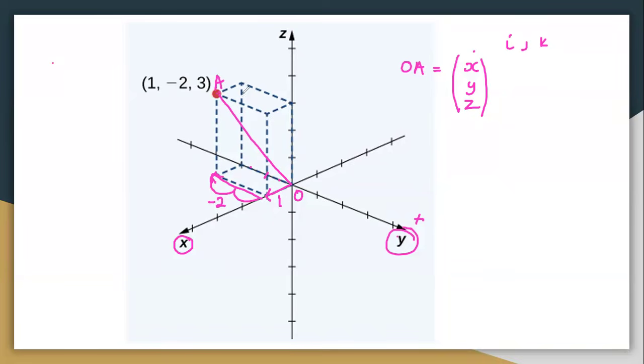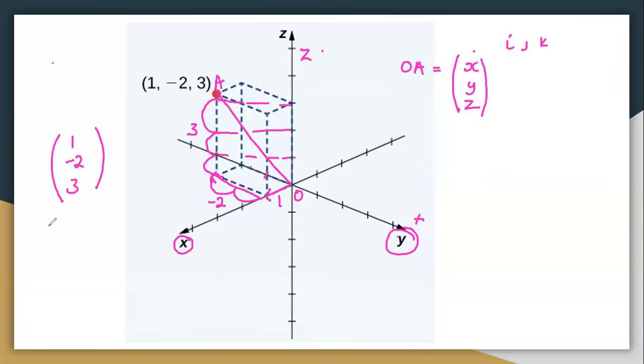But we have not yet reached A. When you reach here, you notice that this is the z and z is pointing up, meaning I'm going to move up such that I can reach A. So I'll move the steps: this is 1, this is 2, this is 3. So these are 3 steps. That means our position vector will be 1, -2, and 3.